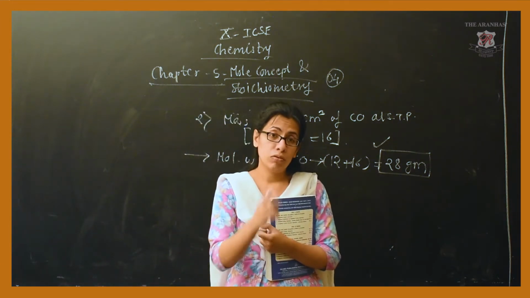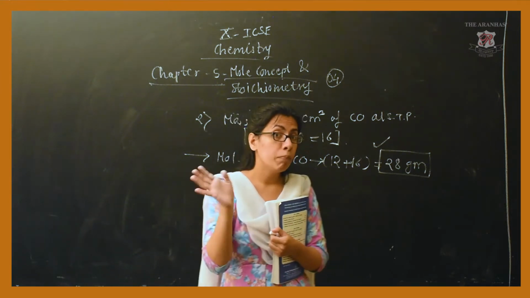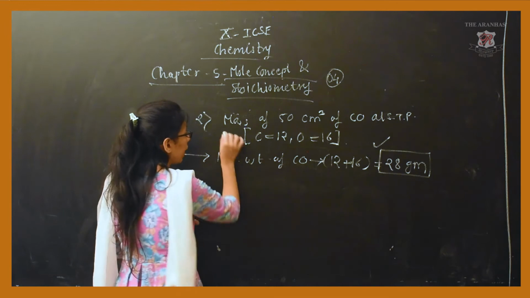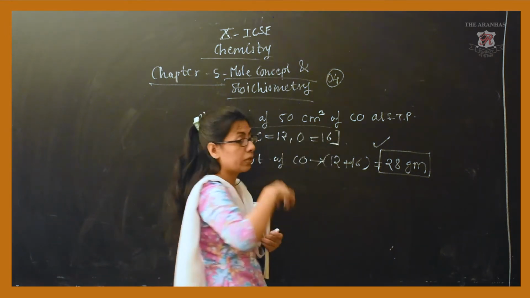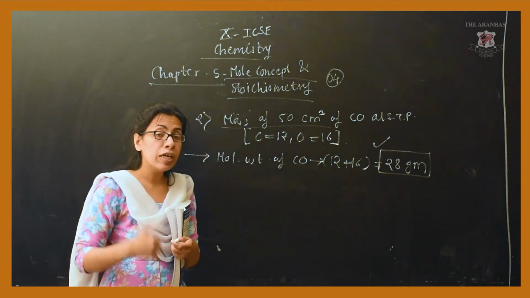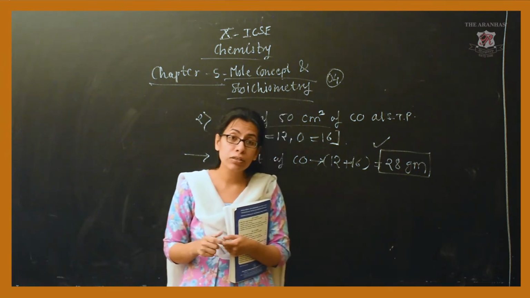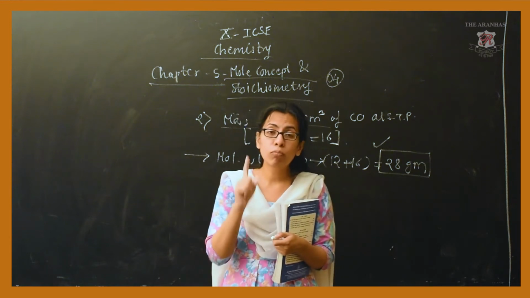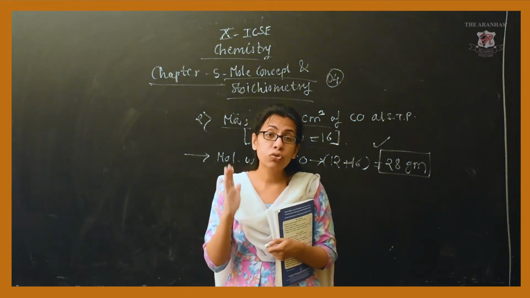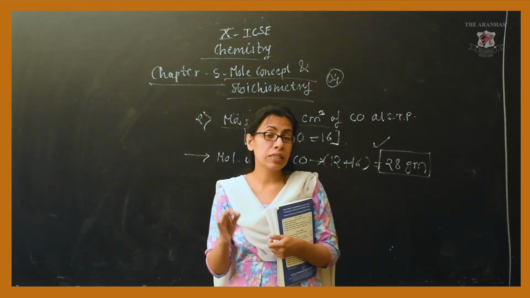In the previous numerical, we related the weight with the number of moles. But now, here they have not asked you the number of moles. So what have they asked you? The mass present in this much amount of volume. So we have to take the help of standard volume now. If you remember, 1 mole of any gas occupies 22.4 liters of volume at STP.